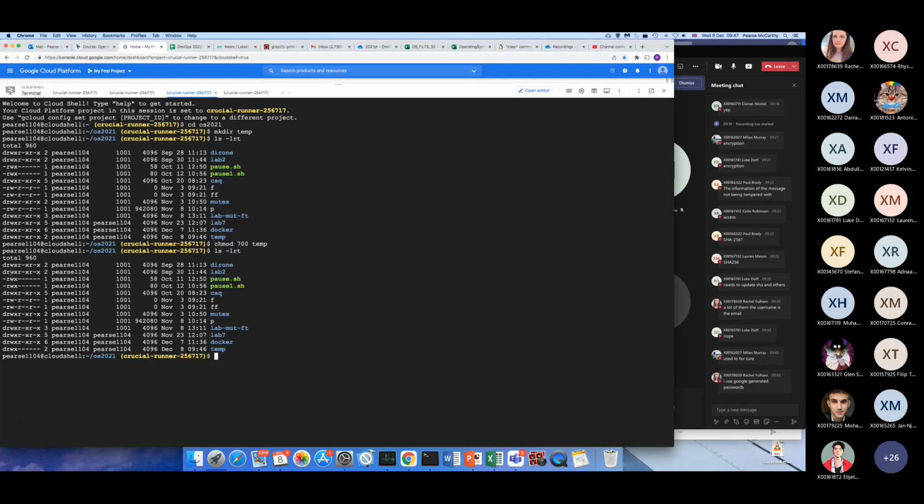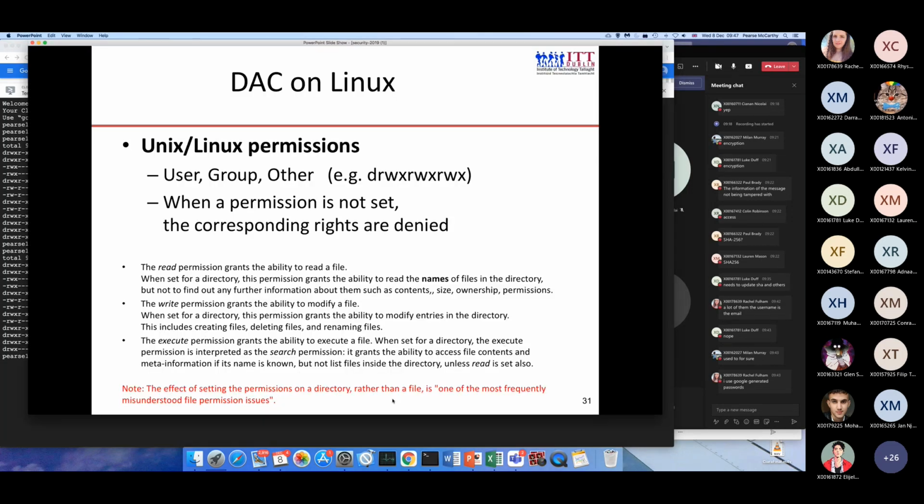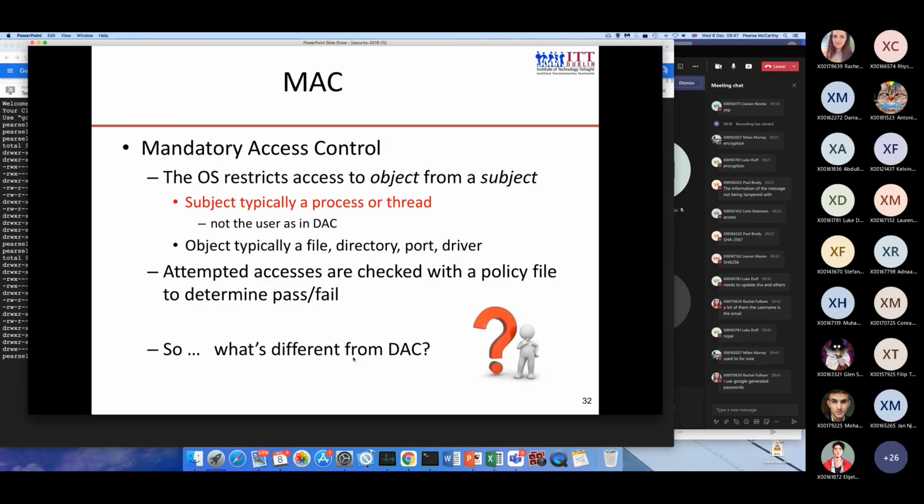I can override it, I can allow it. I could make it 777 if I wanted to. The point is, it's up to me. Okay, that's DAC. It's discretionary, at my discretion. So MAC is different. MAC is mandatory access control, and to explain it simply, it means I can't just do what I want.